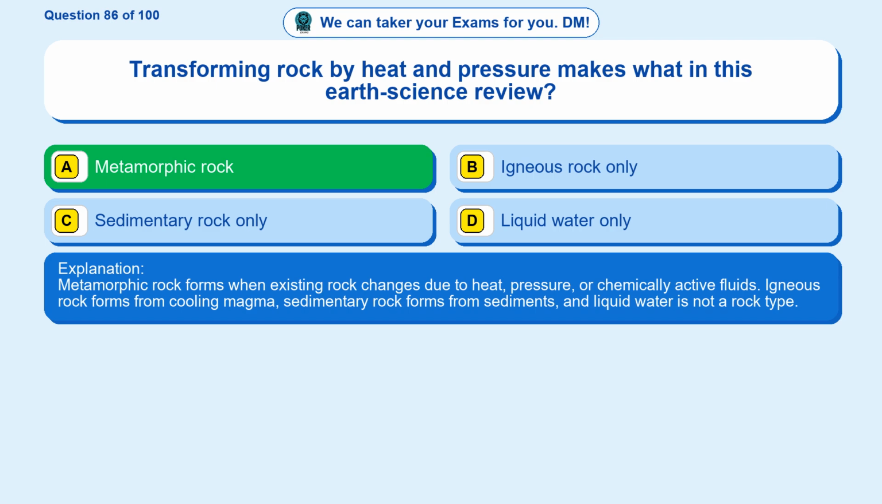Metamorphic rock forms when existing rock changes due to heat, pressure, or chemically active fluids. Igneous rock forms from cooling magma, sedimentary rock forms from sediments, and liquid water is not a rock type.